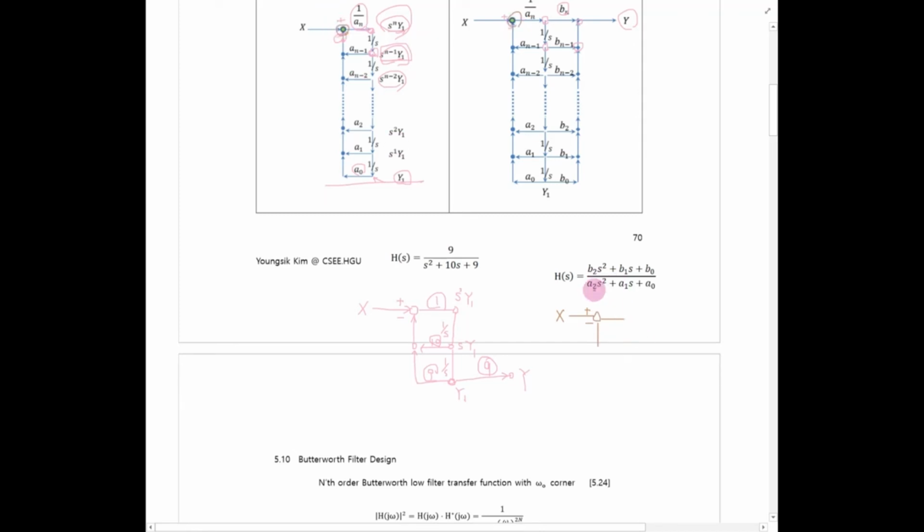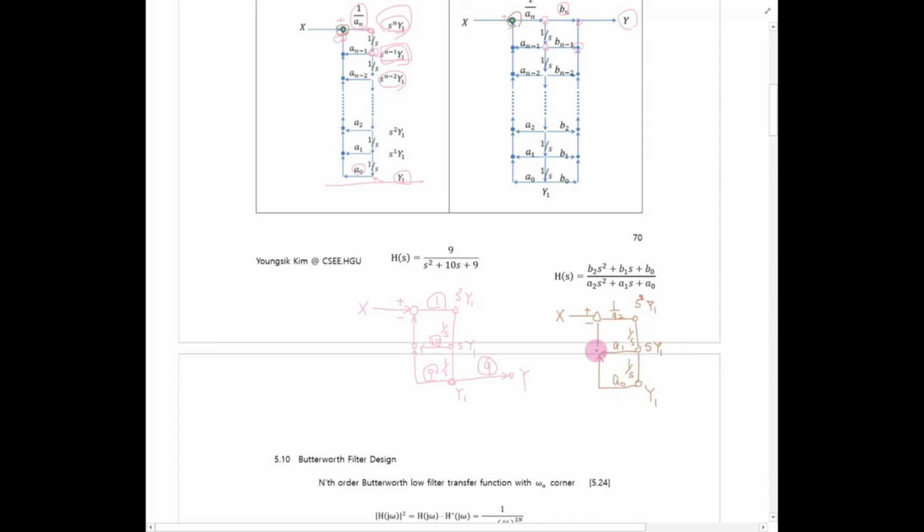At this moment, we are using 1 over a2. Okay, so this node will become s^n. At this moment, the second order, s squared y1. And by taking integration, it will become the s y1 node, and we multiply at this moment by a1. This is the weighting factor for the s y1 node, and for the last node we have another integration, then this becomes the y1 node, and the weighting factor is a0.